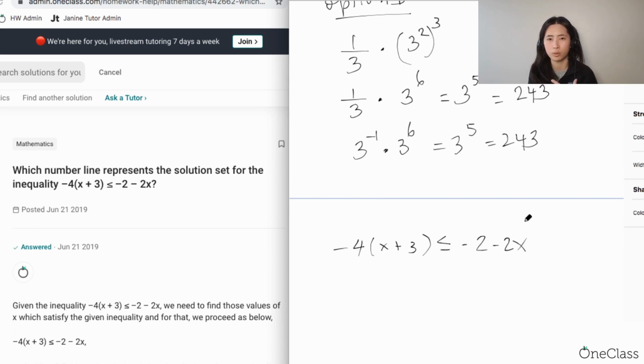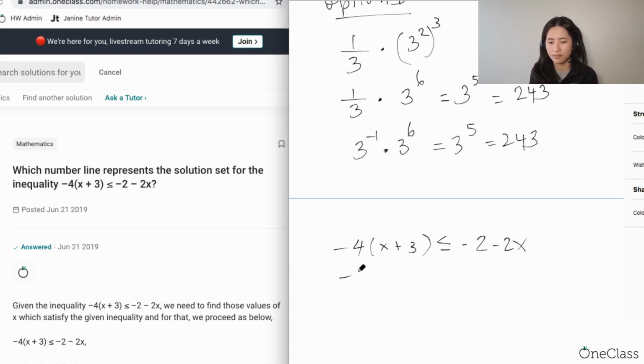Remember, when we're trying to solve for x in an equation, you just have to isolate x, and then everything just follows. In this case, as you can see, we need to isolate x. Therefore, we need to distribute -4 to x and to +3. So it's very similar to solving equations when you're isolating x.